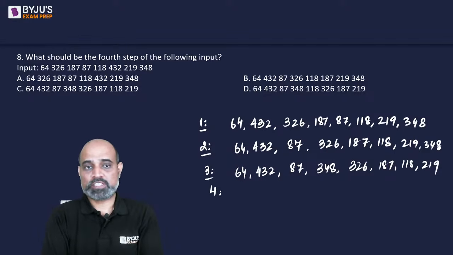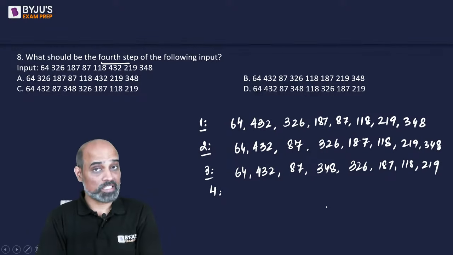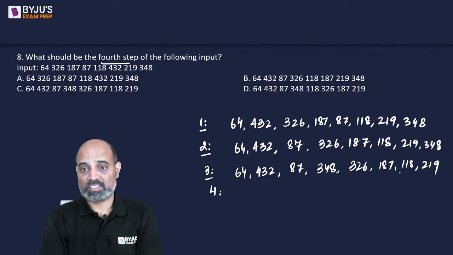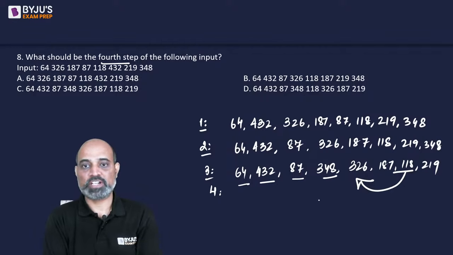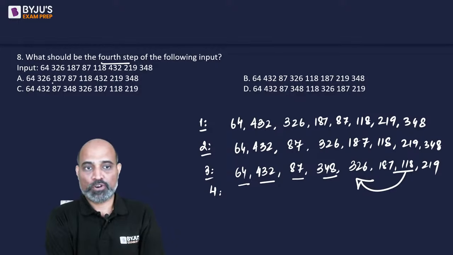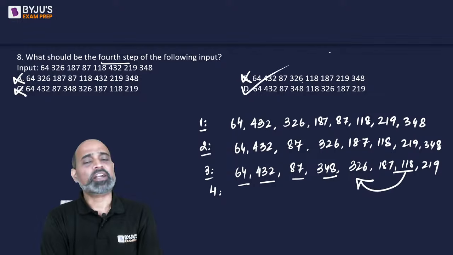In the fourth step, we are asked the fourth step. After 348, the third largest number should come in. The third largest number, sorry, the third smallest number. The third smallest number is 118. So we are supposed to have 64, 432, 87, 348, and then 118. 64, 3, A is not going to be the answer. 87, 348, 326 is not going to be the answer. 64, 432, 87, 326 will be D, right?